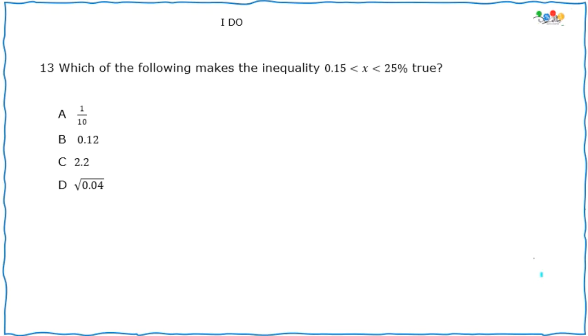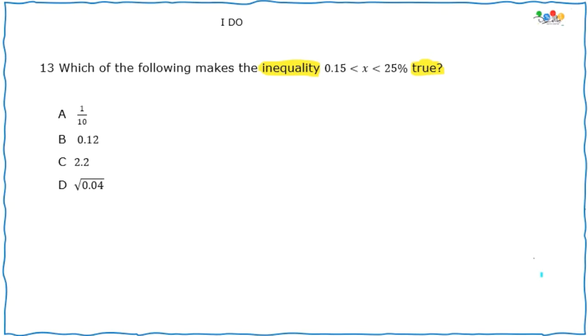Question says, which of the following makes the inequality 0.15 less than x less than 25% true? So let's see what the question is asking me to do. Well, I want to find something that is true. There is an inequality given to me, and the only concern that I have at this point is, do we know how to read the symbols, right?